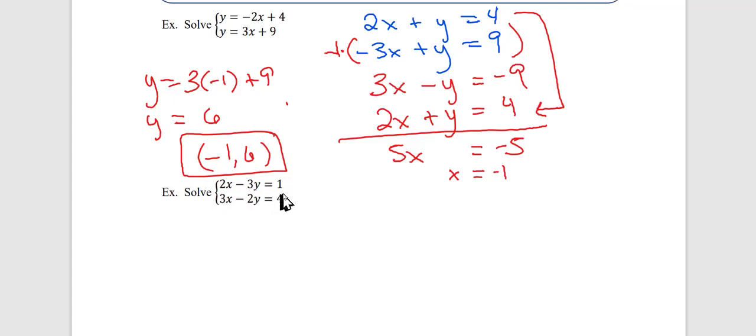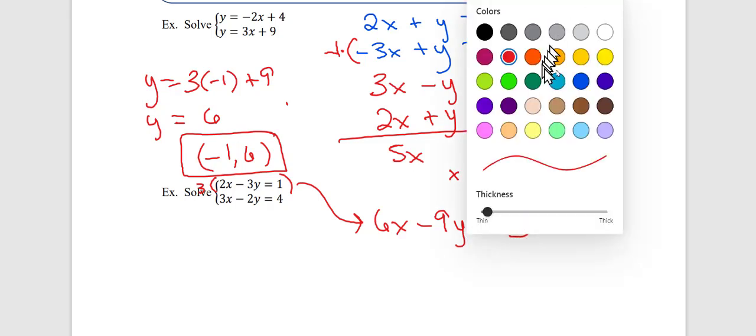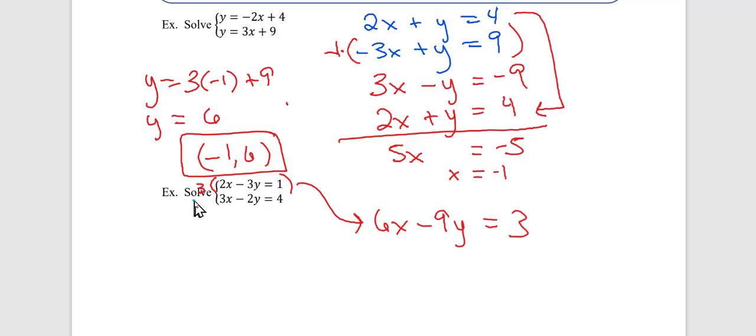This 2x minus 3y equals 1, 3x minus 2y equals 4. I'm thinking I probably want 6 on x and negative 6 on the other x. What do you think? If we multiply the top equation by 3, that will give me 6x minus 9y equals 3. If I multiply the bottom equation by negative 2, that gives me negative 6x plus 4y equals negative 8.